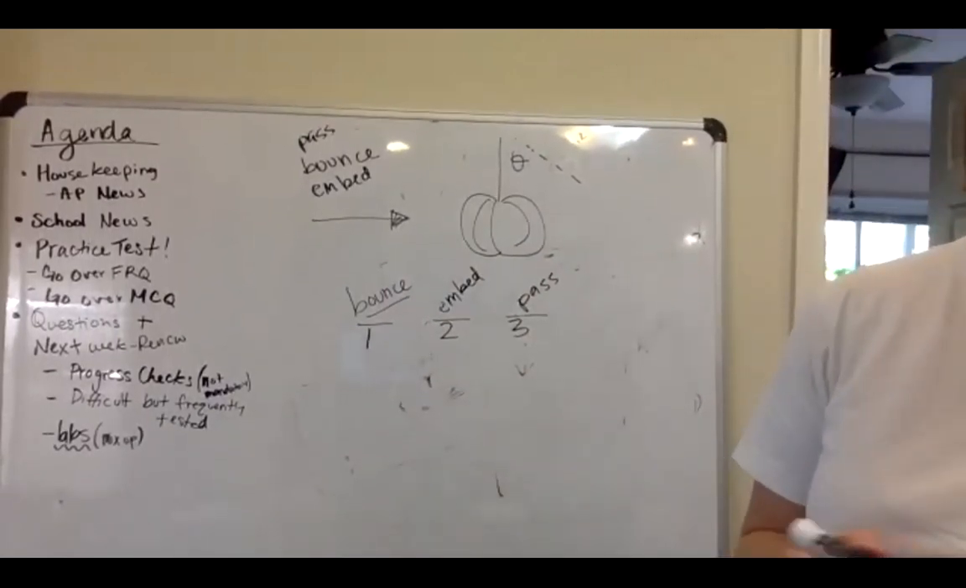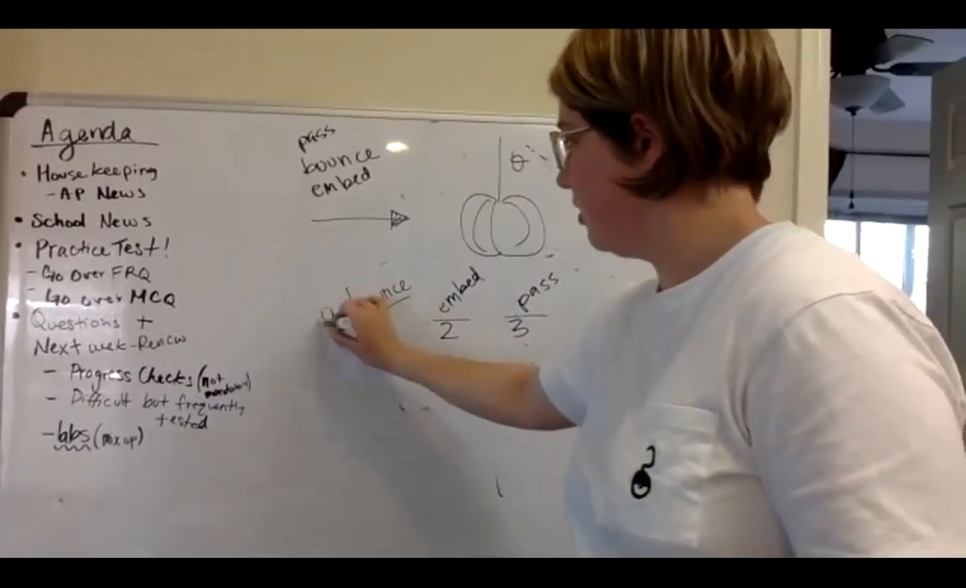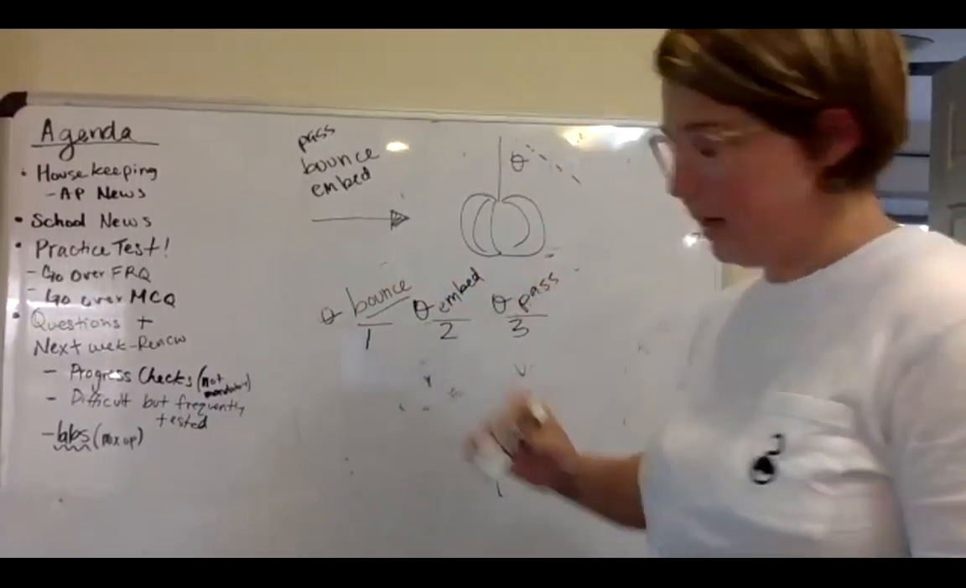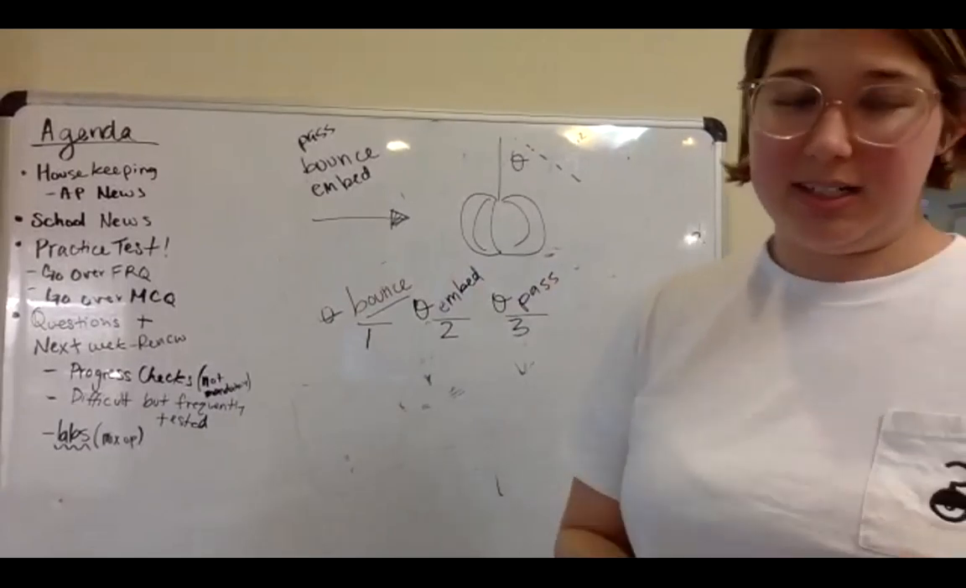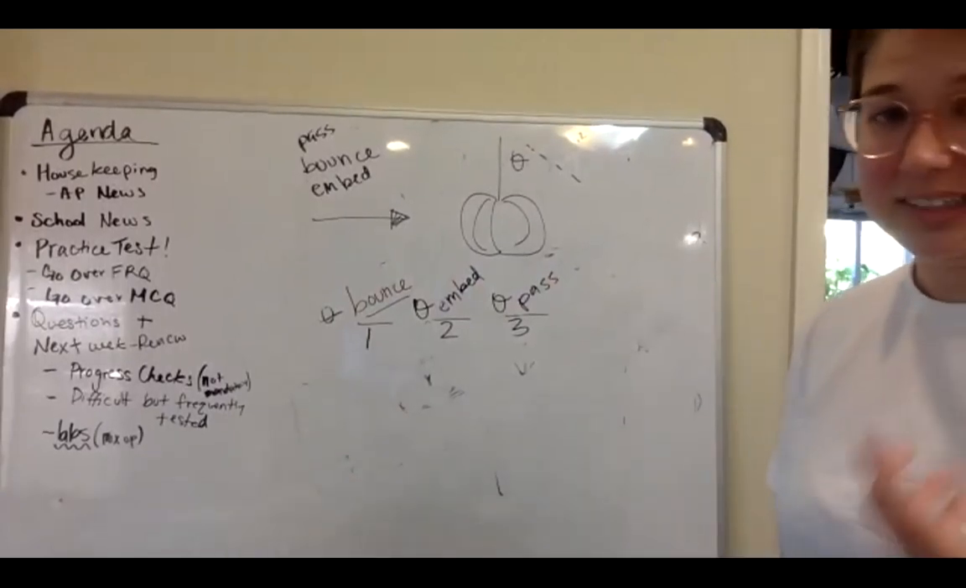Perfect, because this actually is it. Your bounce is going to give you your highest angle, your embed is going to give you your second, and your pass is going to give you the least angle.